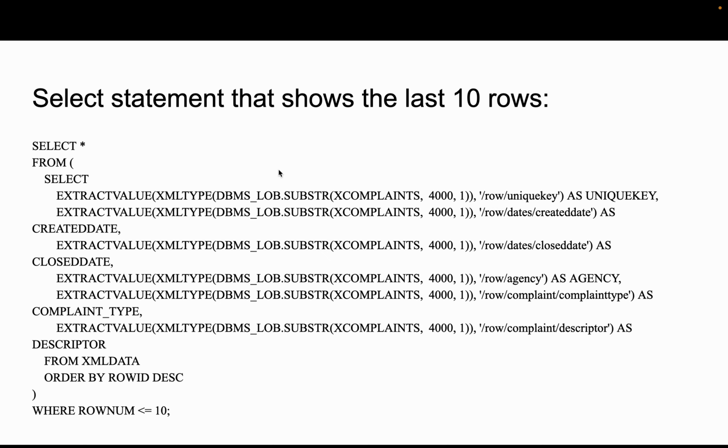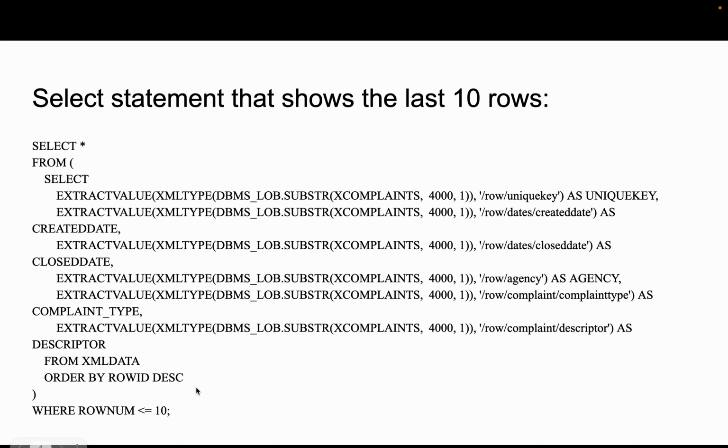And then for query 3, we were asked to write a select statement that displayed the last 10 rows. Basically, in other words, this is going to show the most recently added data. Since Oracle doesn't have a direct way of showing us the last 10, we had to use a little trick and sort the rows in reverse order. This is done by using ROWID DESC for descending, and this is going to bring the newest rows all the way to the top.